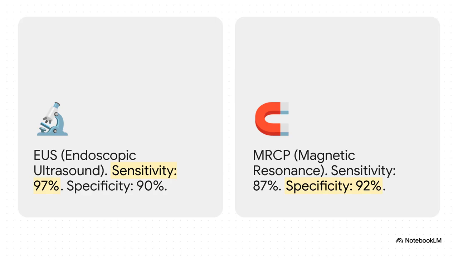Honestly, they're both excellent at confirming stones, with specificities over 90%. That means if the test is positive, you can pretty much take that to the bank. Where they're a little different is sensitivity. EUS is just a bit better at making sure you don't miss a stone. But really, the guidelines say the choice comes down to what you're good at locally, cost, and what's available.